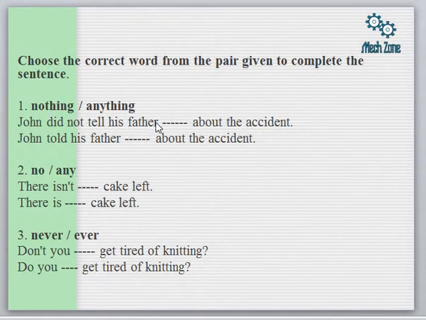So if we add nothing at this place, then did not and nothing are two negative words. Okay, so two negative words should never come in a sentence. So the answer would be anything. John did not tell his father anything about the accident. Okay, so if anything is used in the first sentence, then in the next sentence definitely the answer is going to be nothing.